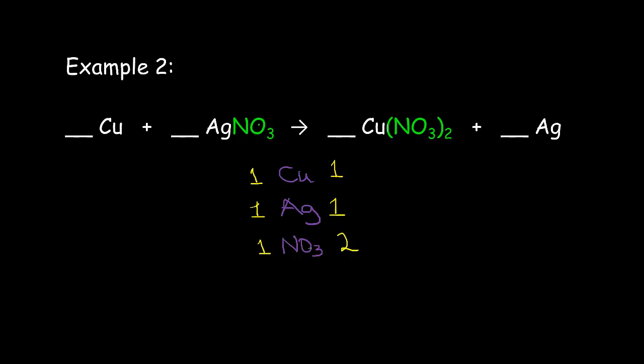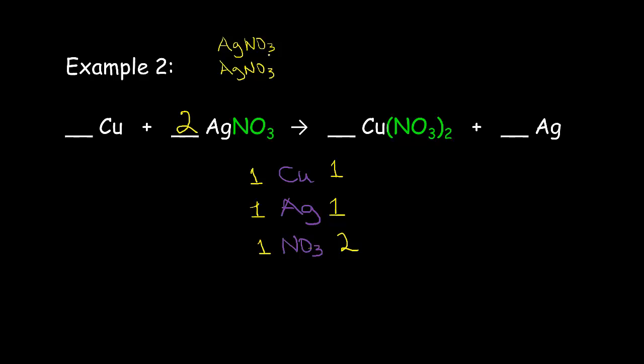I cannot put a parentheses and a 2 down here. That will change this compound. I can only change the coefficients, the numbers in the front. So that's what I'm going to do. I'm going to say there are 2 AgNO3s, and that would say that there's 1 there, 1 there.